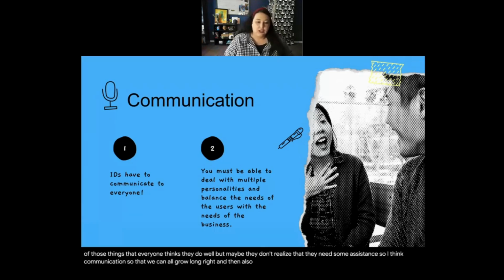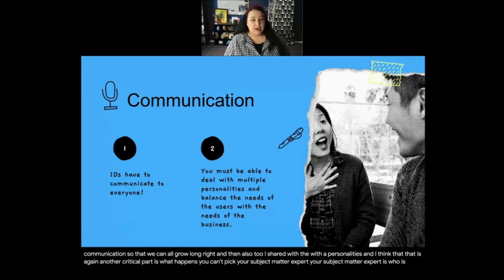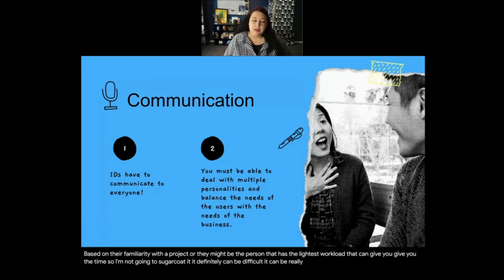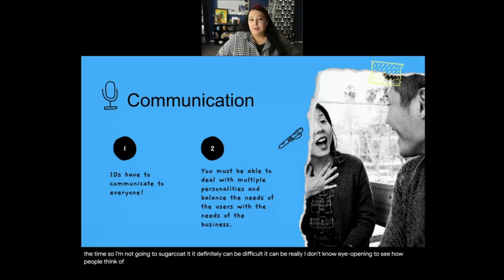And then also too, I shared with the personalities, and I think that is, again, another critical part. A lot of times you can't pick your subject matter expert. Your subject matter expert is who is assigned based on their seniority or based on their familiarity with the project, or they might be the person that has the lightest workload that can give you the time. So I'm not going to sugarcoat it. It definitely can be difficult. It can be really, I don't know, eye-opening to see how people think of what we do.